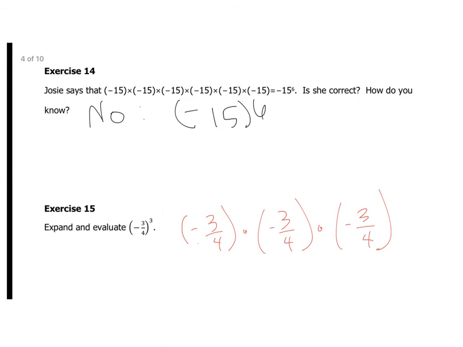Well, the first thing you want to look at is the negative sign. So I have a negative times a negative, which is a positive, times another negative, which means my answer will be negative. Then we multiply the numbers on the top, or the numerator. So 3 times 3 is 9, times 3 is 27. And then we multiply everything in the denominator. So 4 times 4 is 16, times 4 is 64. So there's your final answer.